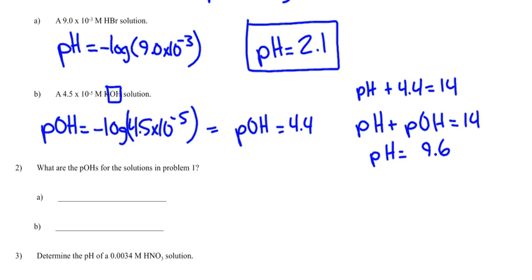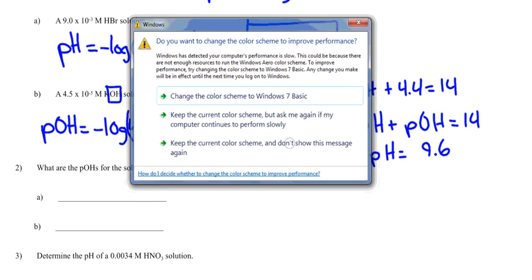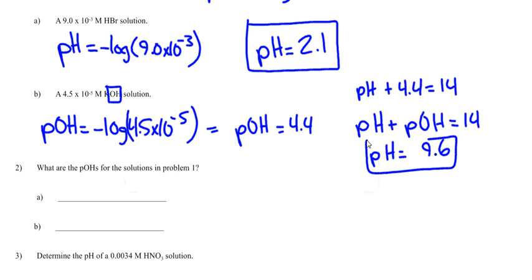Number 2 asks us, what are the pOHs for the solutions in problem 1? So in problem 1, I started with pH, and I needed to get to pOH now. So I have 2.1. Again, I can just plug it into my formula pH plus pOH equals 14. So that'll be 14 minus 2.1, and I'll get 11.9, which in this case, since I only have two significant figures, is going to round to 12.